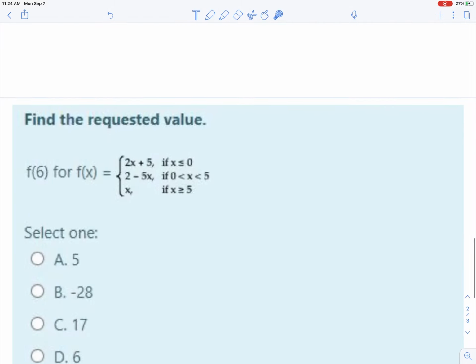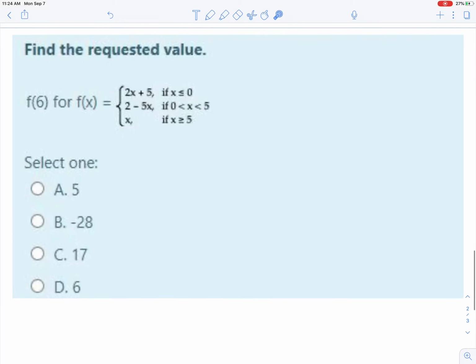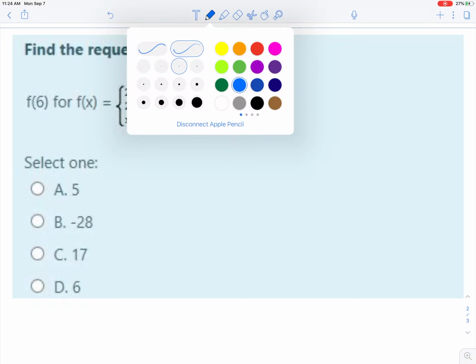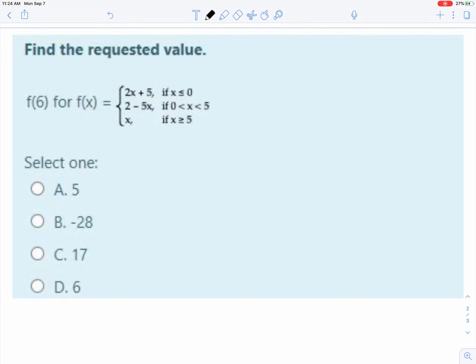And then we actually have another one. Let's just go ahead and do it now. It says find a requested value. It asks us to find f of 6, right? So if we're going to do f of 6, first we need to decide what's the proper line to choose, right?